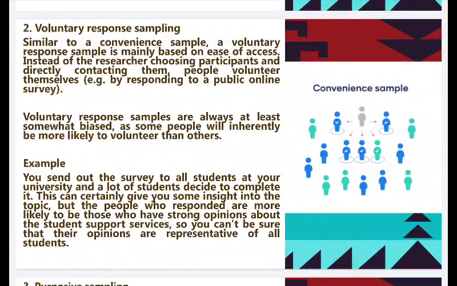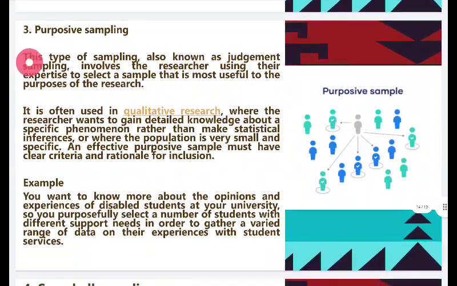So you can't be sure that their opinions are representative of all students. Okay? The next one is the purposive sampling. Now, this type of sampling, also known as judgment sampling, involves the researcher using their expertise to select a sample that is most useful to the purposes of the research. It is often used in qualitative research where the researcher wants to gain detailed knowledge about a specific phenomenon rather than to make statistical inference, or where the population is very small and specific. An effective purposive sample must have clear criteria and rationale for inclusion.